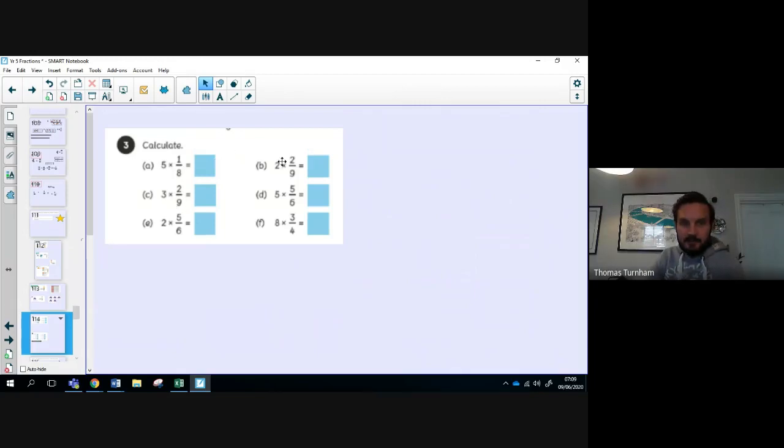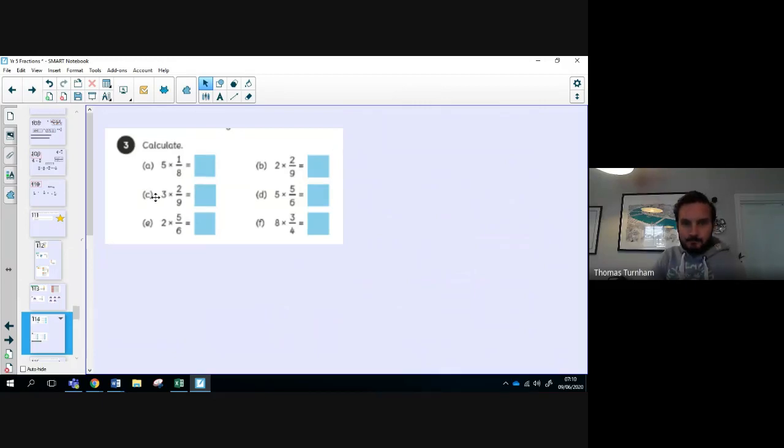Let's look at B. 2 times 2. You notice what I'm doing here? I'm just multiplying this number by my numerator. 2 times 2 is 4. So my answer is 4/9. I'm not going to simplify that. I've got an odd number and an even number.